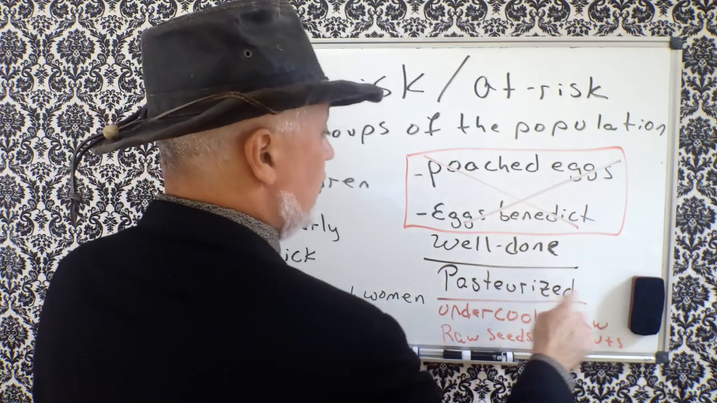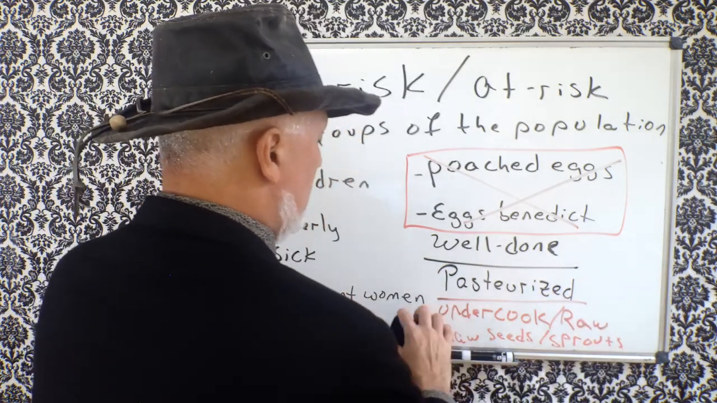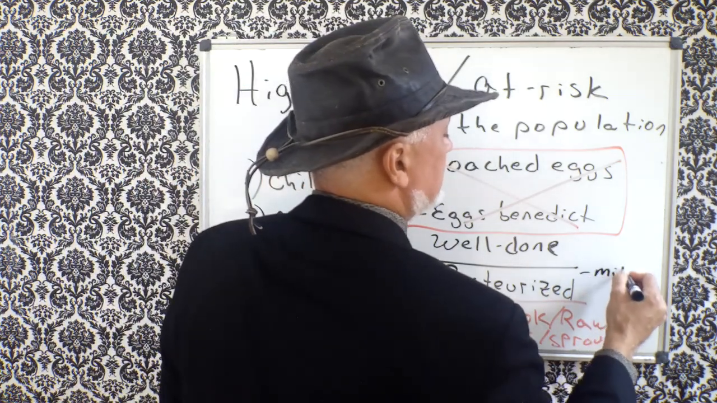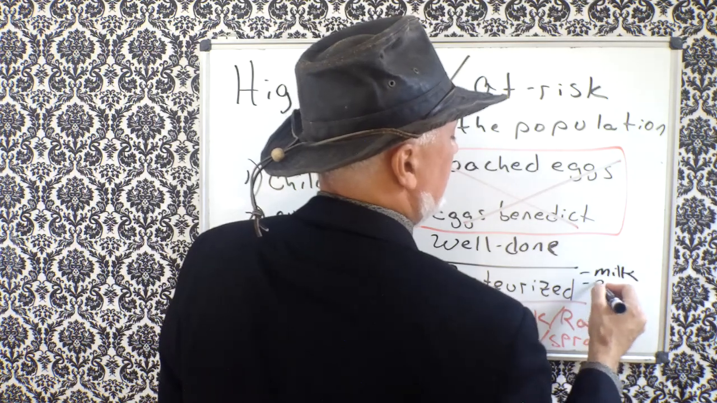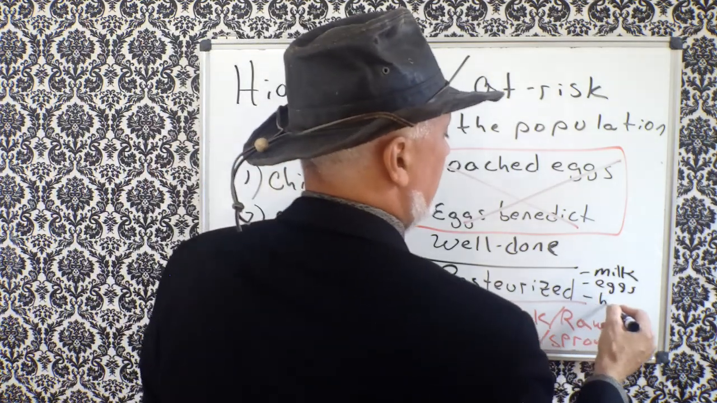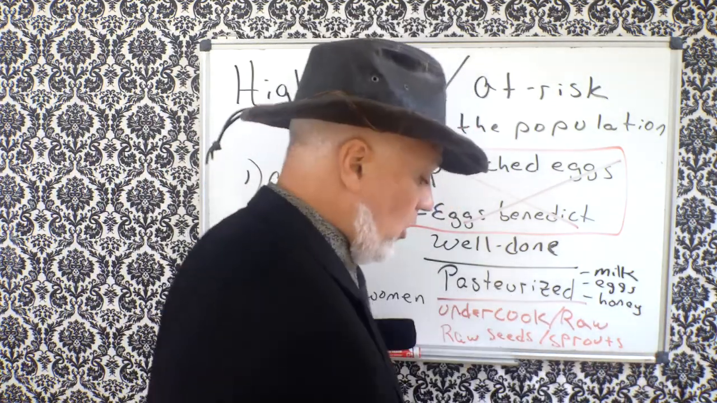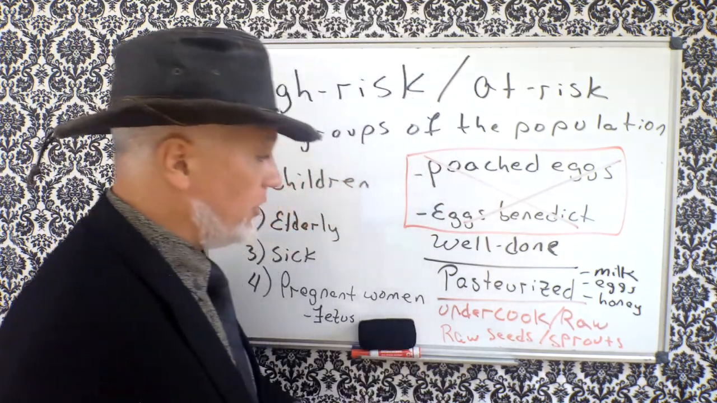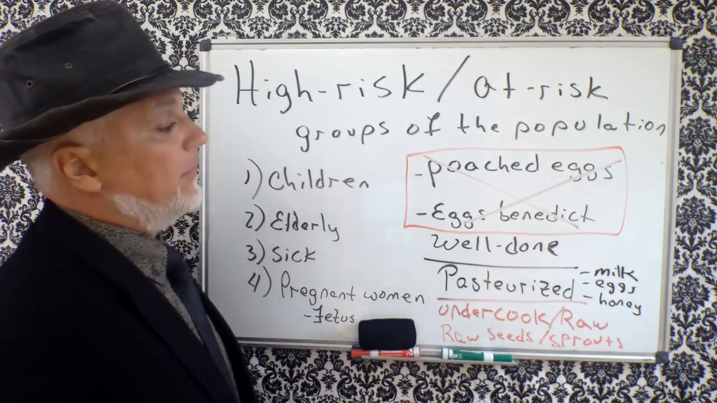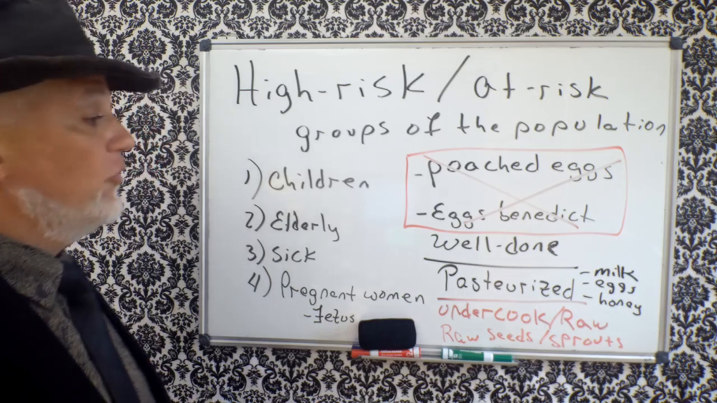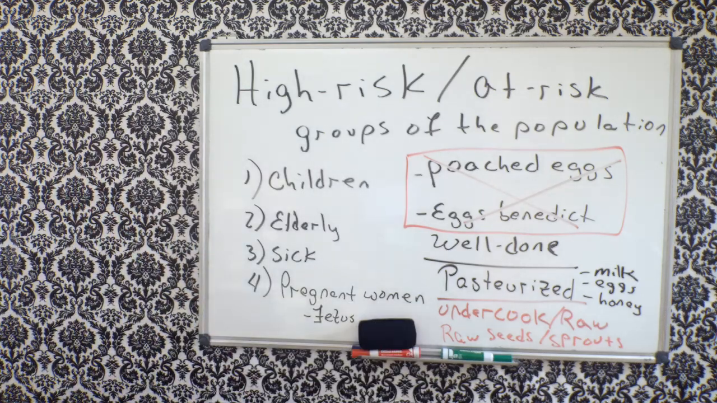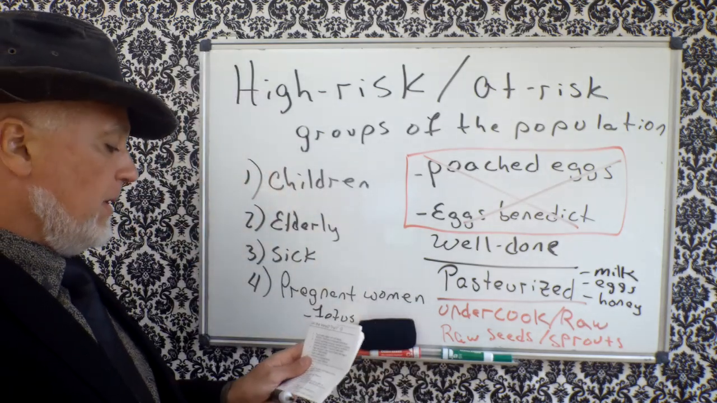The other thing is, not only do you want the eggs to be pasteurized, what else do you want pasteurized? You want milk that's been pasteurized. You want eggs that are pasteurized. If you must work with honey, you can also get honey that is pasteurized. So there's a host of products that are pasteurized. And we talked about pasteurization in one of the earlier videos. And we said that it's UHT, ultra high treated food products. So those are some of the things that you want to consider when you work with the at-risk or high-risk populations. All right?